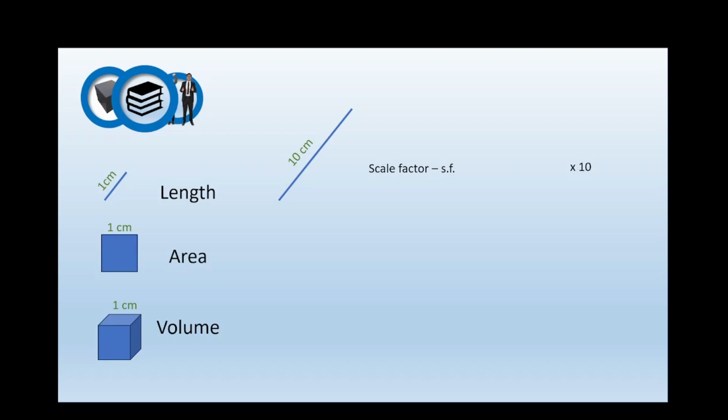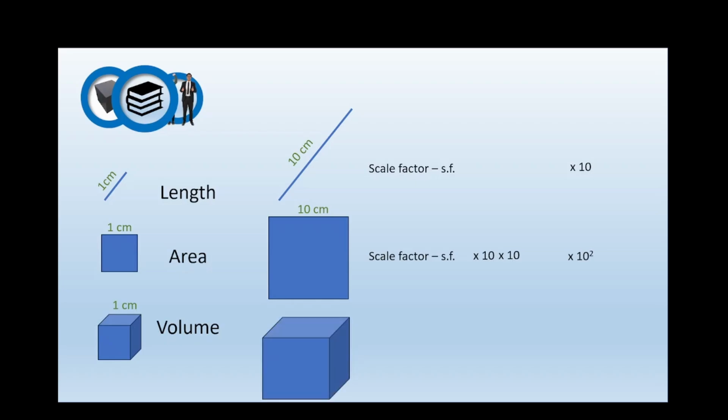Now let's just think about what the area of my square is. Well, it's 1 by 1. That's 1 centimetre squared. So does that mean that the area of a 10 centimetre square would be the same? Well, it's not, because the area of my new square is actually 10 by 10, or 10 squared. And you'll notice that this is the scale factor of the length, but squared. And that's a really important thing to hold on to.